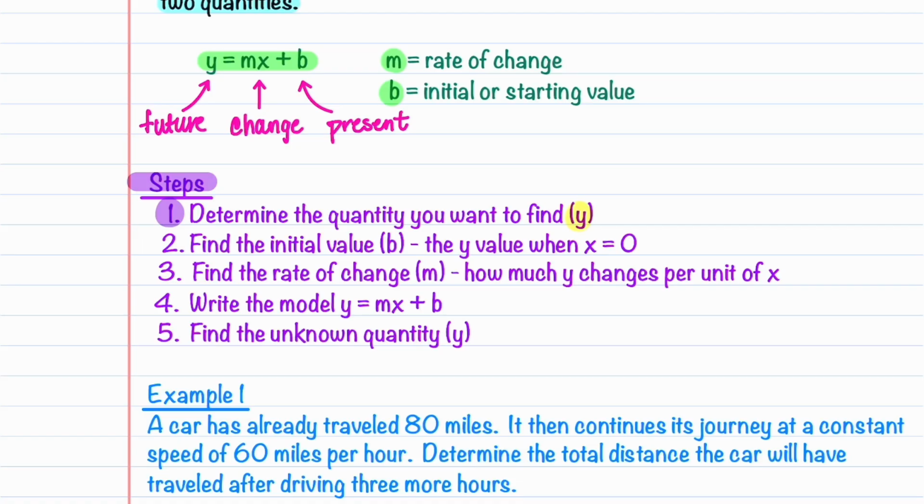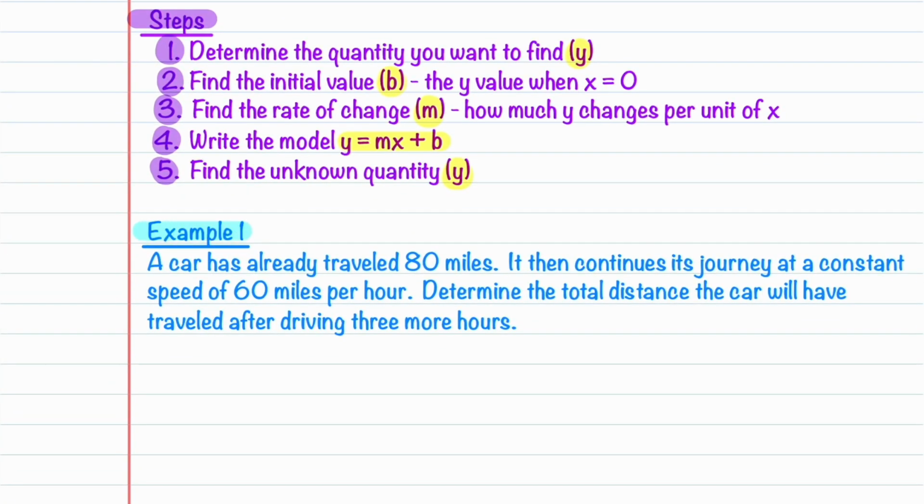and we're going to set that equal to y. The second step is we're going to find the initial value, and that value is equal to b. We're then going to find the rate of change, which is equal to m. We'll next write down the model and put m and b into the model. And then the last step, we'll use our model to find our unknown quantity, which is y. Let's look at some examples now.